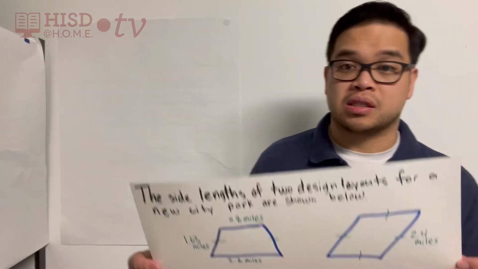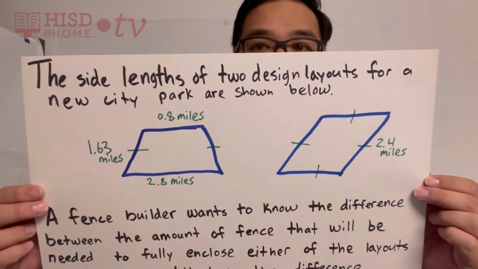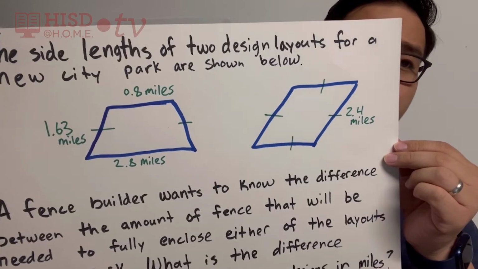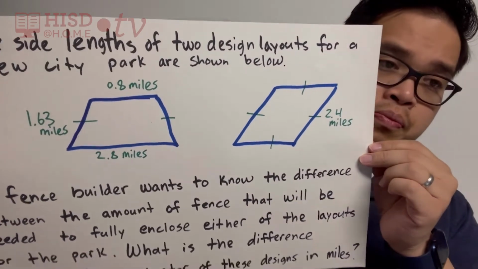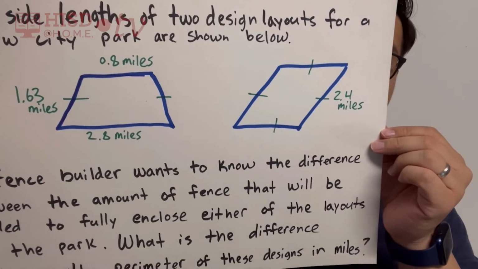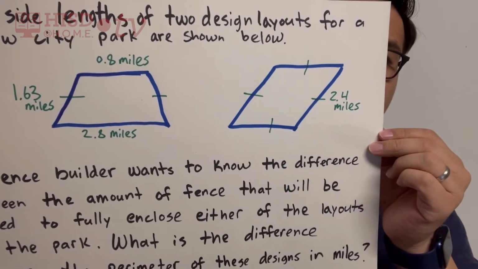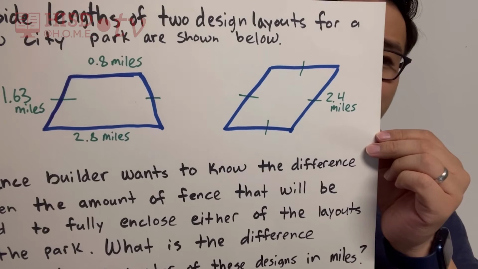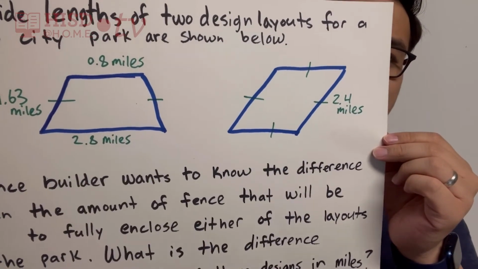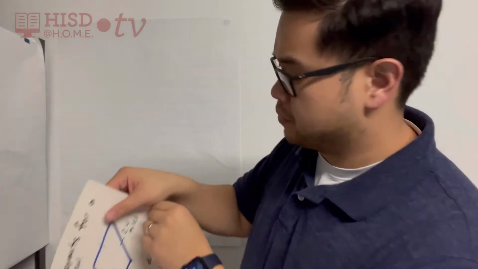Okay, so we're going to go ahead and look at our math story for the engage part of our lesson. So our math story reads, the side lengths of two design layouts for a new city park are shown below. A fence builder wants to know the difference between the amount of fence that will be needed to fully enclose either of the layouts for the park. What is the difference between the perimeters of these designs in miles?